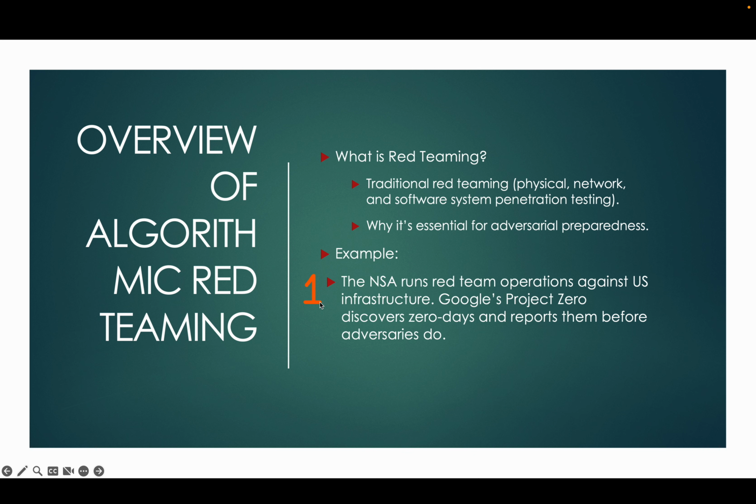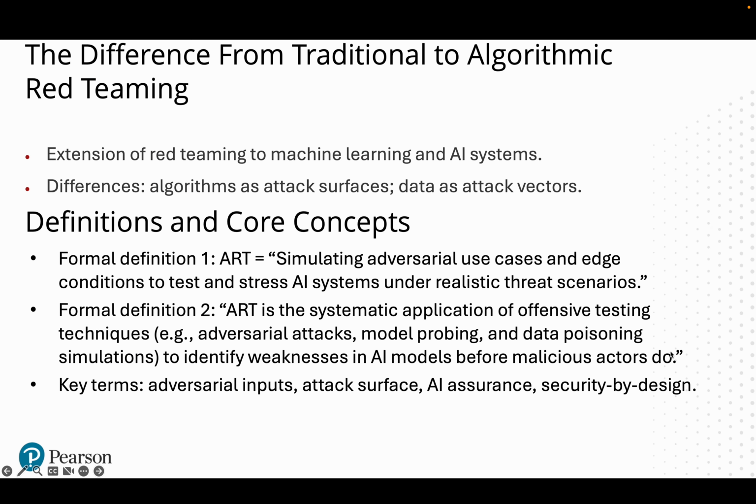Here I have an example. The NSA runs red teaming operations against US infrastructure. Google, for example, has Project Zero. That project discovers zero-days and reports them before adversaries do. So that's what they're doing over there. Let's see if we can move to the next slide.